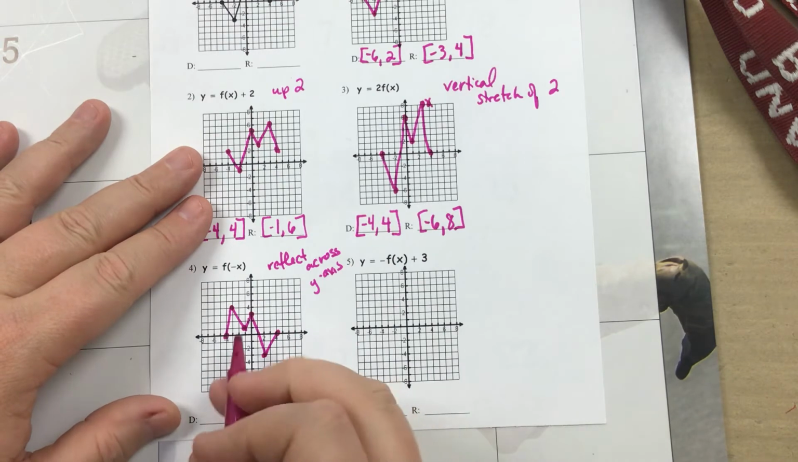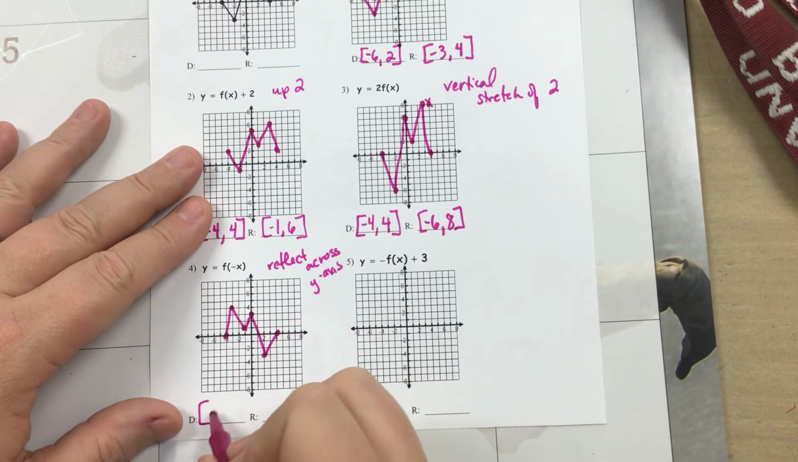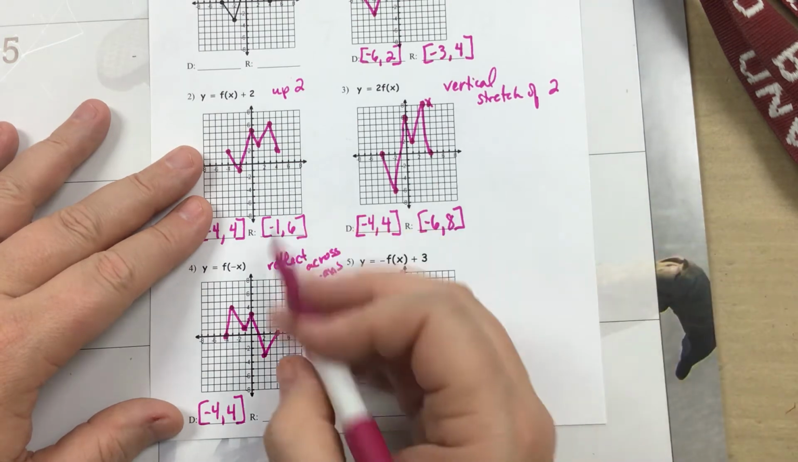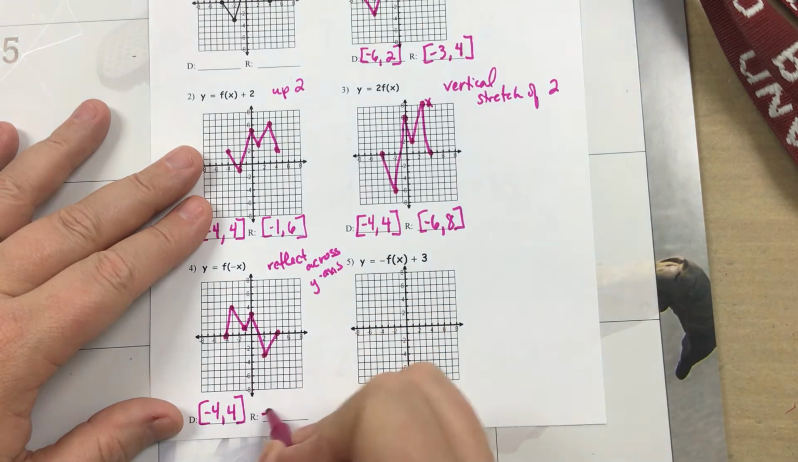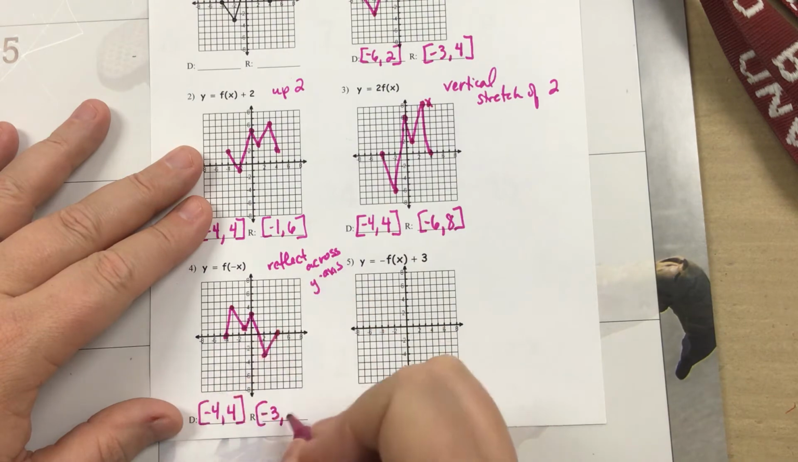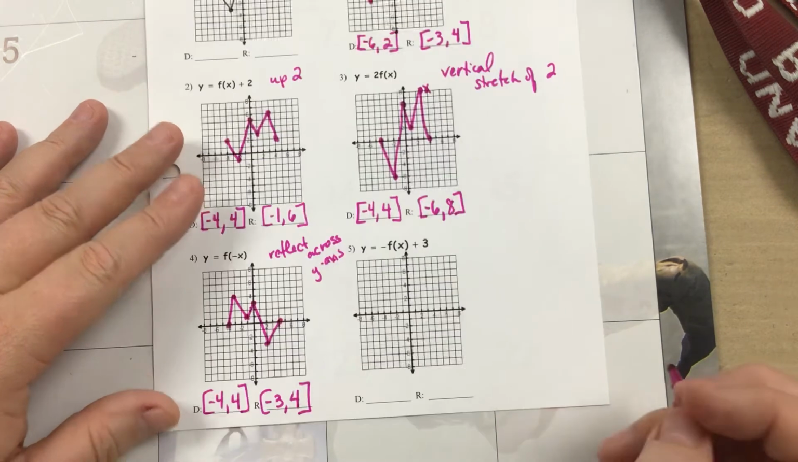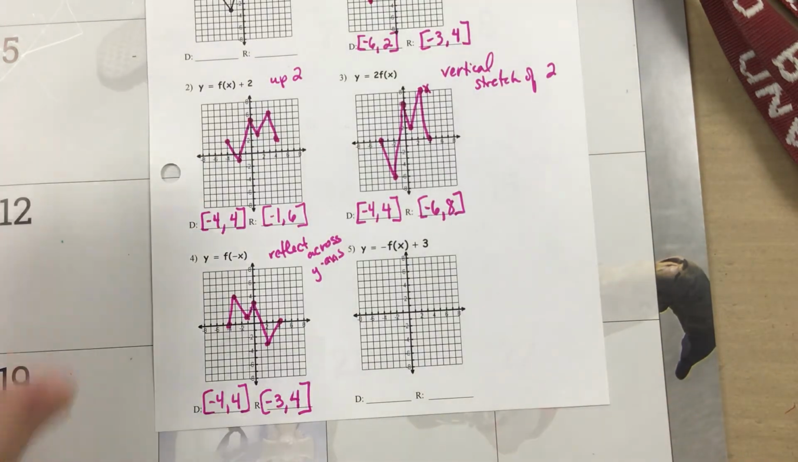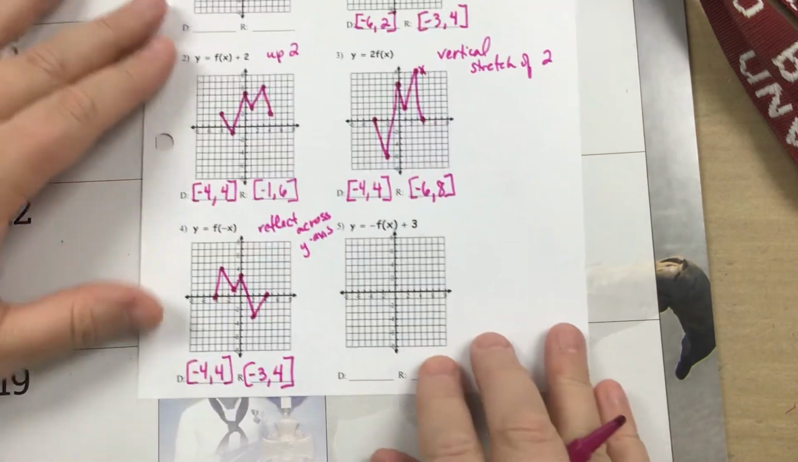So we are going to have my domain. My x values are still running from negative 4 to positive 4. And my range, the lowest it looks like it gets is negative 3, and the highest it gets is positive 4.